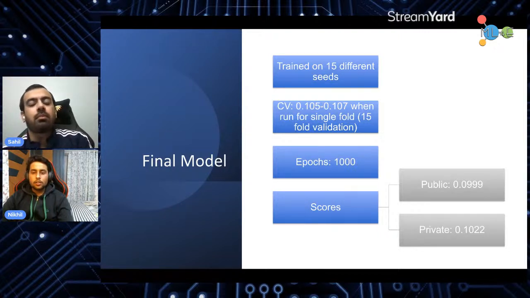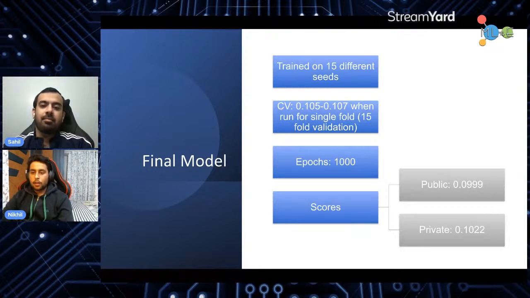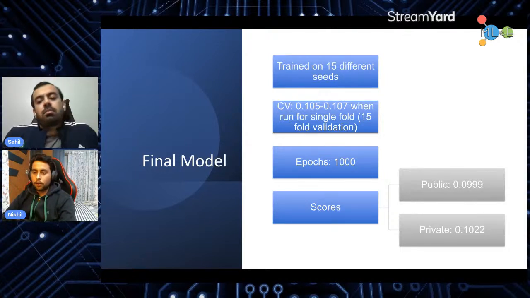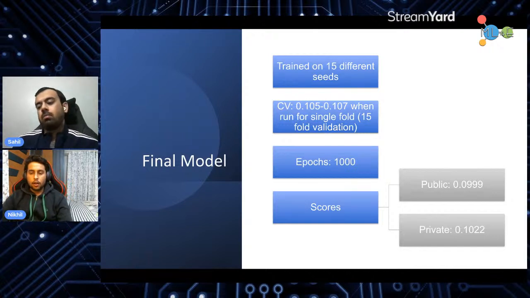Okay. So yeah, the final model was trained on 15 different seeds, right? Just to make a distinction between seeds and folds: when we talk about seeds, we train on the whole data, right? You might question, as was mentioned in the beginning, that we keep some of the data for validation purposes and train on the rest of the data. So why are we training on the full data?